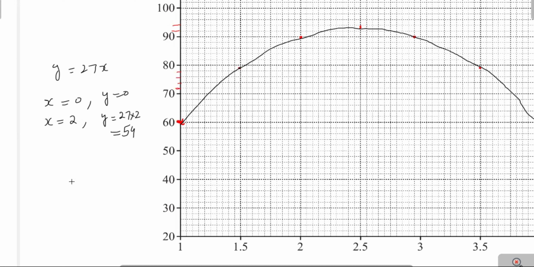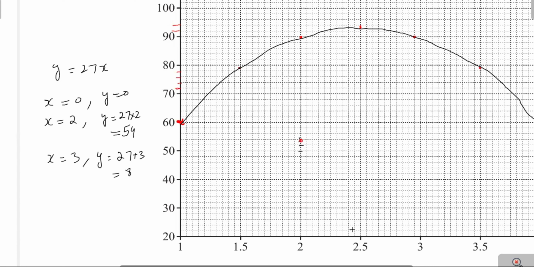Next, when x equals 3, y will be 27 times 3, which is 81. Now we mark the point here. When x is 2, y is 54. Now we mark the point here.